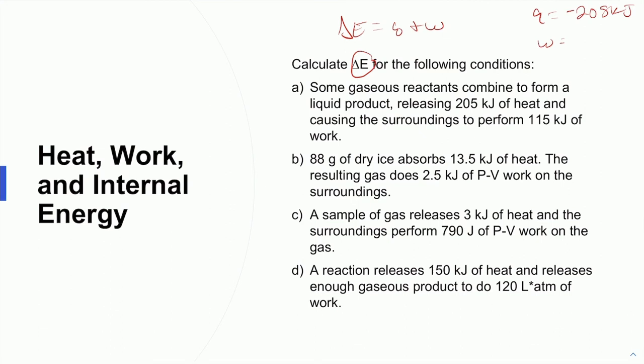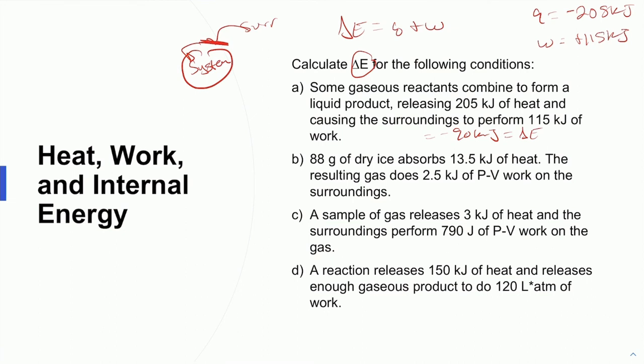And causing the surroundings to perform 115 kilojoules of work. Okay, so if this is our system and our surroundings are doing work on our system, that means our system is gaining that work energy. So this is going to be a positive 115 kilojoules. Okay, if our system did work on the surroundings, then it would lose that energy to the surroundings. But in this case, our surroundings are doing work on our system, so our system is gaining that energy. So when we add these together, we get about negative 90 kilojoules, okay, for our delta E.